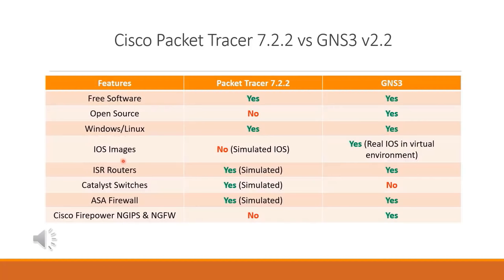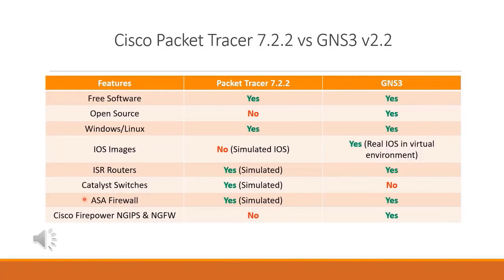For the IOS images, Packet Tracer has simulated IOS, which is obviously not fully featured. However, for GNS3 we have to use the real IOS images, in a virtual environment, and the same is the case with the ISR routers. Packet Tracer has simulated ones with limited or partial features, but GNS3 has fully featured ISR routers. Catalyst switches are available in Packet Tracer but not in GNS3, but we can use the Layer 2 IOS version switches, though again we have to get the IOS image for that.